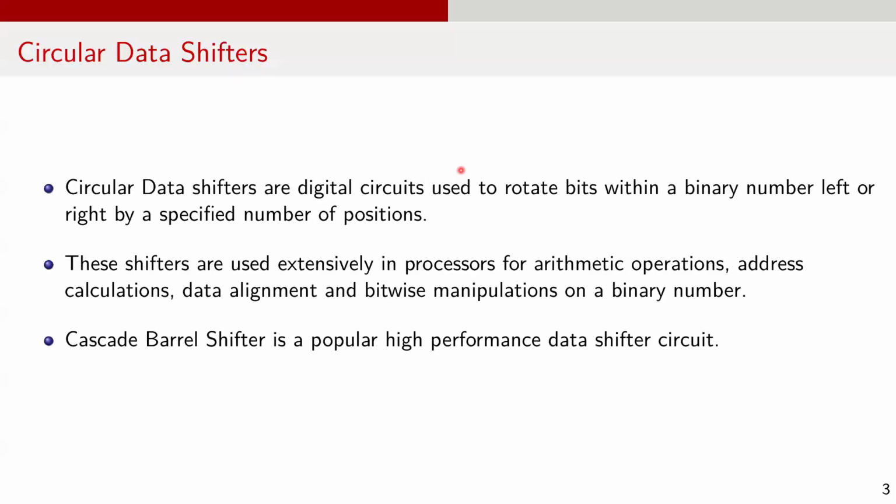First, the basics. A hardware shifter is a combinational digital logic circuit used to move bits within a binary number, either left or right, by a specific number of positions. In modern digital design, we can find these circuits used extensively throughout the processor data paths. They are used in arithmetic operations like fast multiplying or dividing by power of 2, address calculations, data alignment, and bitwise manipulations. One of the popular choices for high performance data shifter is the cascade barrel shifter.